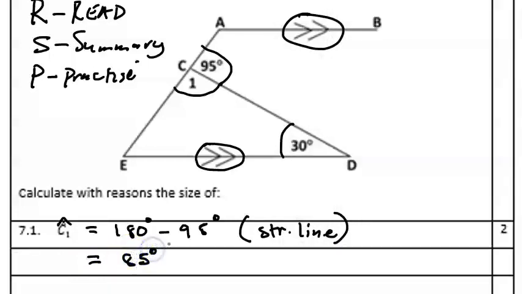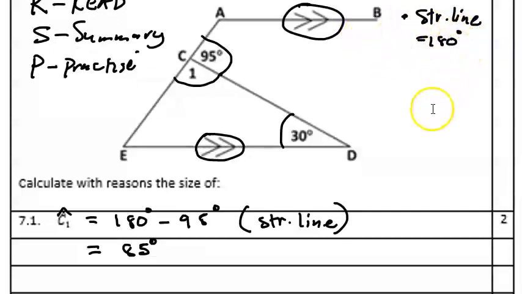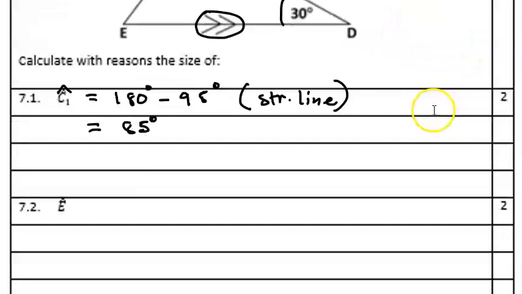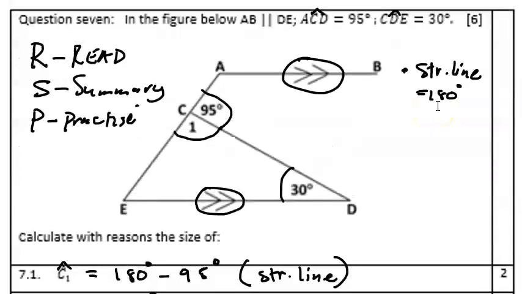85 degrees. So let's look at what we've done already. We've looked at the concept of a straight line, and we know that angles on a straight line add up to 180 degrees. Angles on a straight line are supplementary. Let's look at the next question. In the next question, we are asked to calculate the size of E with reason.